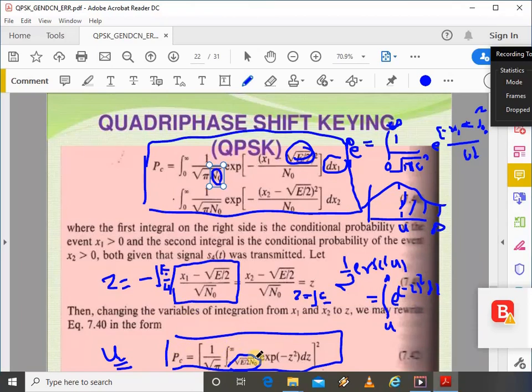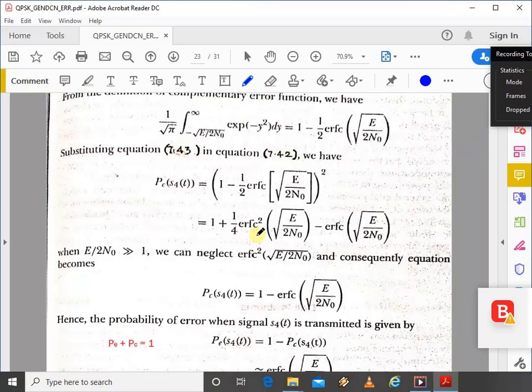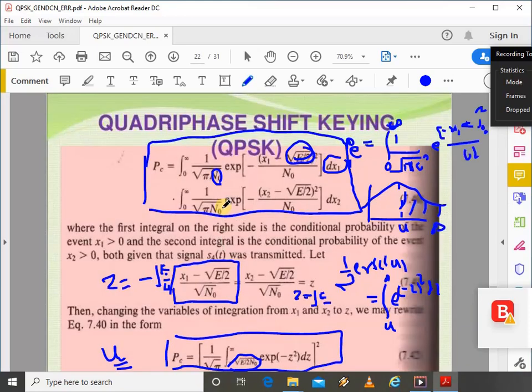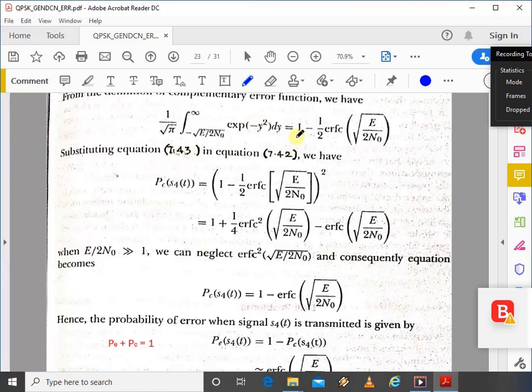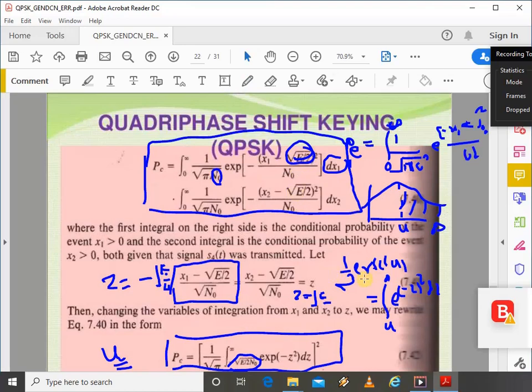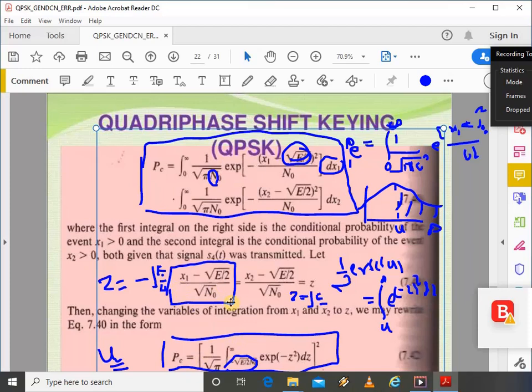Therefore, 1 by 2 ERFC will be equal to, the next value will be 1 minus 1 by 2 ERFC of E by 2 N naught. So what is the value of u here? As I told, here we are taking the lower limit as u. So what is u here? This u is nothing but minus square root of E by 2 N naught.